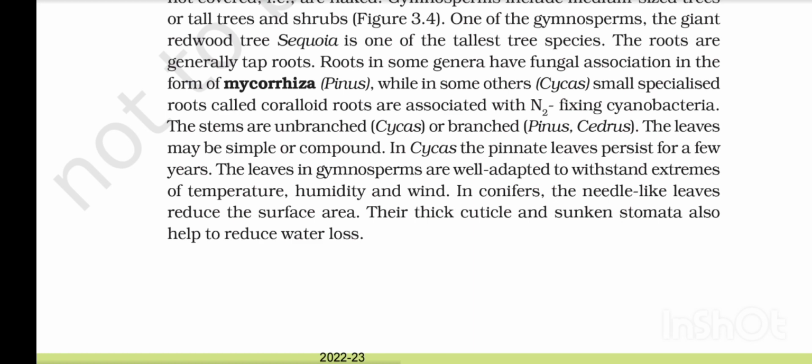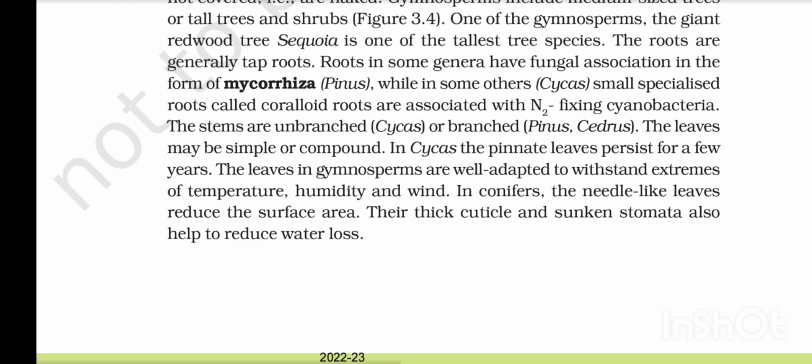The leaves may be simple or compound. In Cycas, the pinnate leaves persist for a few years. The leaves in gymnosperms are well adapted to withstand extremes of temperature, humidity, and wind. In conifers, the needle-like leaves reduce the surface area.